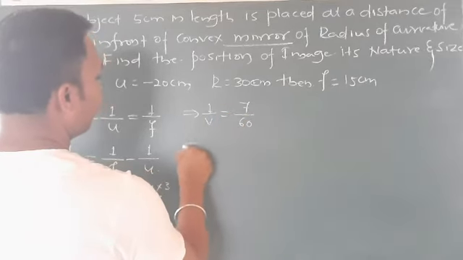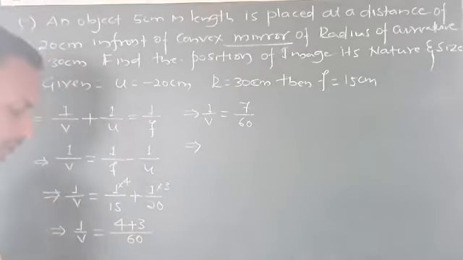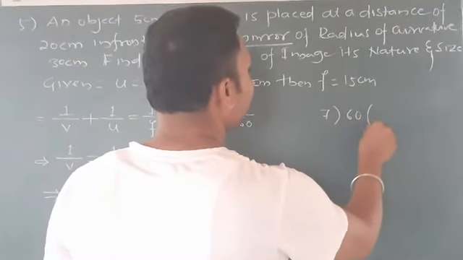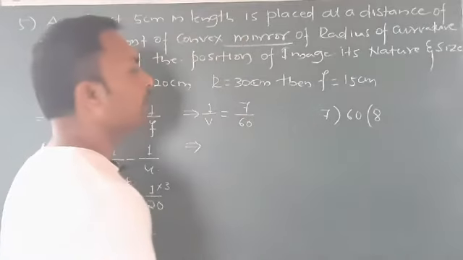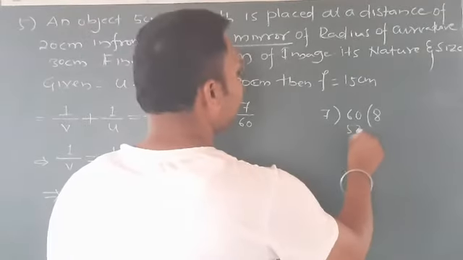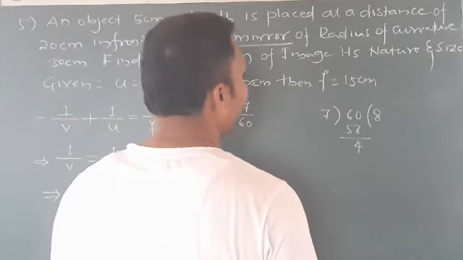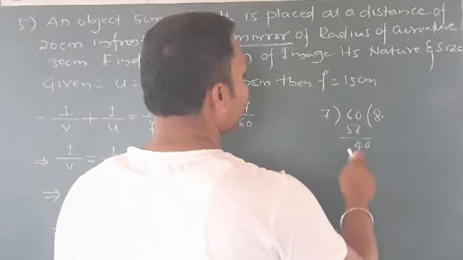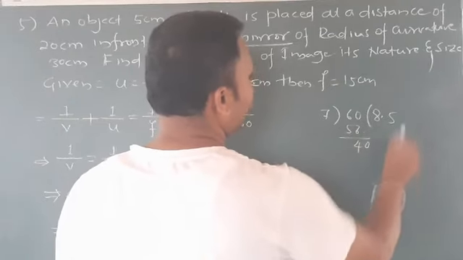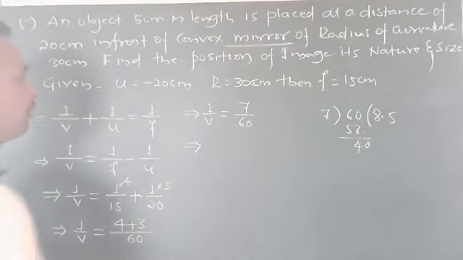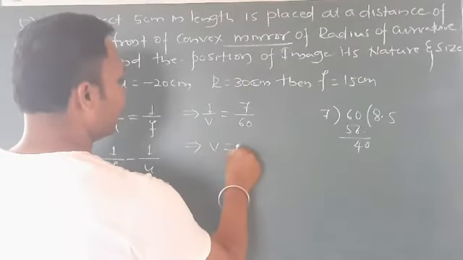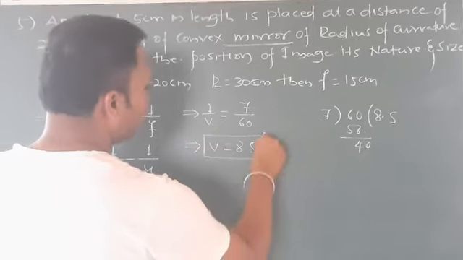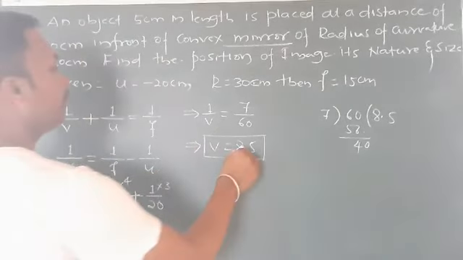Okay, so what is the v? So reverse it. How can we get the v? It is 60 by 7. 7 8s are how much? 7 8s are 56. So 4 is remaining here. Now 4 is remaining, this point you can keep it here. Now this is 40, 7 5s are 35. Okay, so 8.5. So v is equal to 8.5. So we will get v is equal to 8.5.